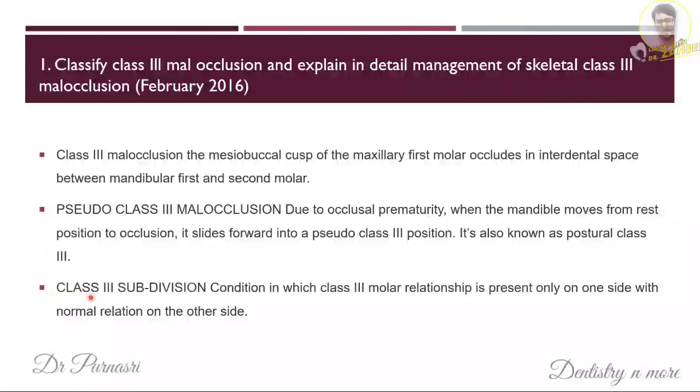And the third type is class 3 subdivision. It is a condition in which on one side we have a class 3 molar and the other side has a class 1 molar relationship.